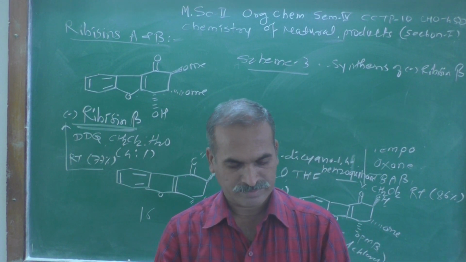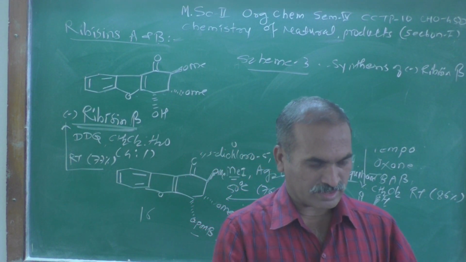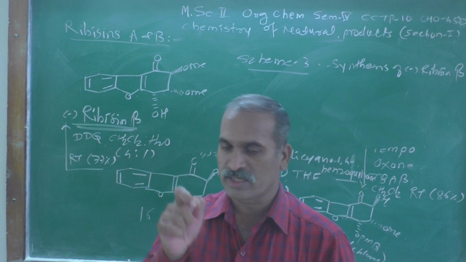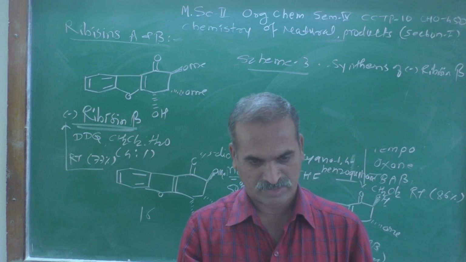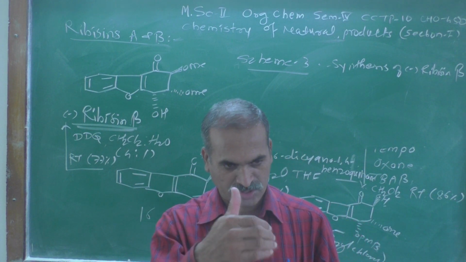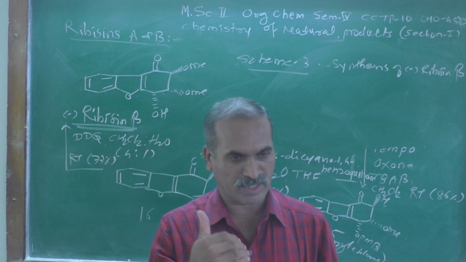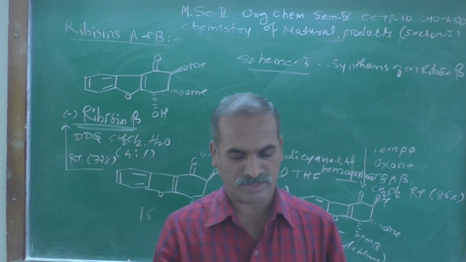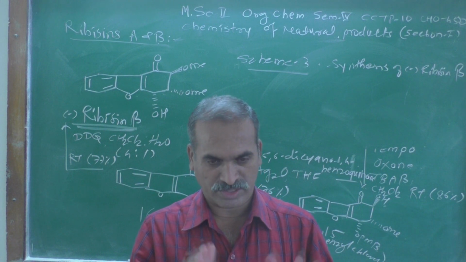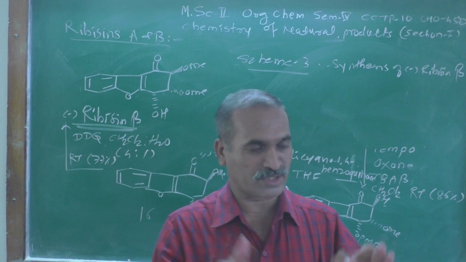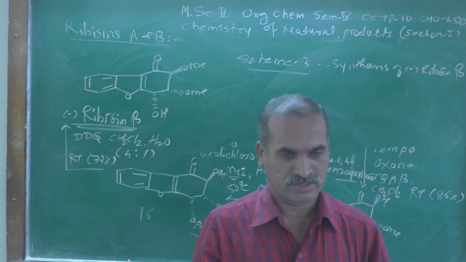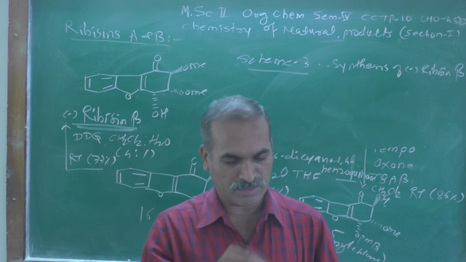So here, the synthesis of ribosine B was described in scheme number 3. The structural part, step by step, with their mechanism and some other related concepts, we have seen. So let us see the more detailed explanation. How do we get ribosine B?